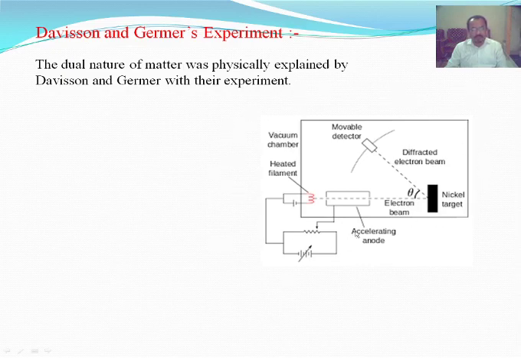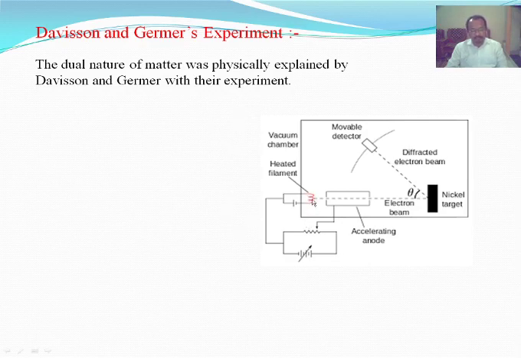This experiment is a simple experiment in which electrons are generated by means of a heating filament, which are accelerated by means of applied potential, and that accelerated electron is allowed to fall on a nickel crystal, and that diffracted electron are detected by means of an electron detector. Now this is a simple method. Now let us see the diagram.